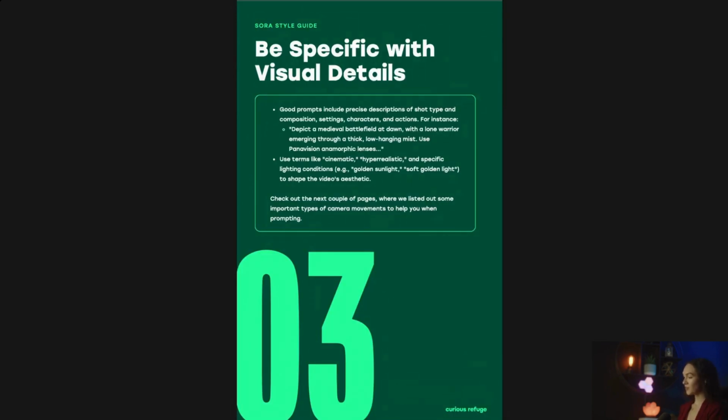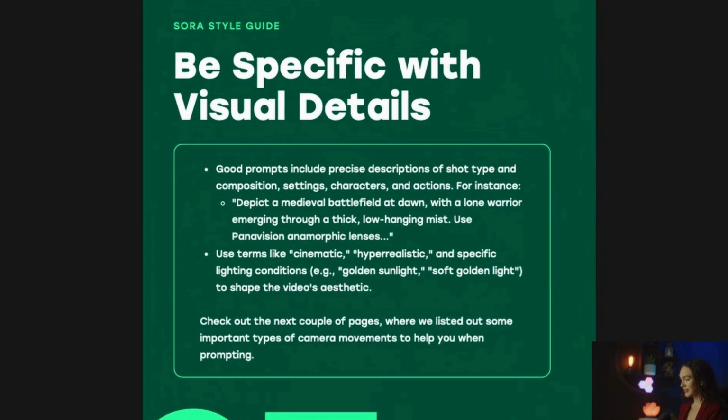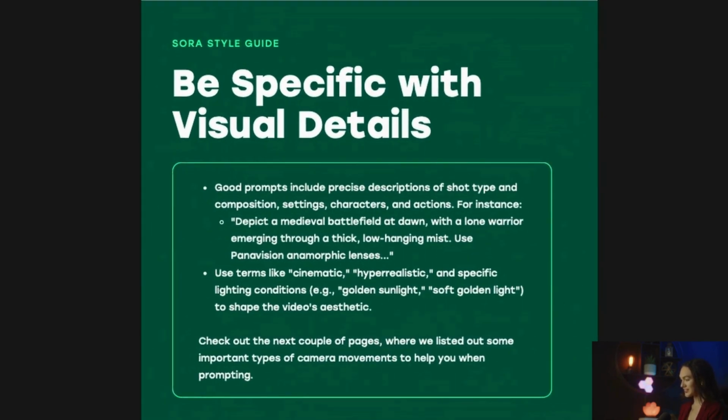Be specific with visual details. Good prompts include precise descriptions of shot type and composition, settings, characters, and actions. For instance, depict a medieval battlefield at dawn with a lone warrior emerging through a thick, low-hanging mist. Use Panavision anamorphic lenses. Use terms like cinematic, hyper-realistic, and specific lighting conditions, for example, golden sunlight or soft golden light, to shape the video's aesthetic.